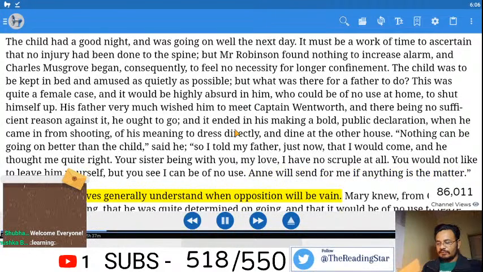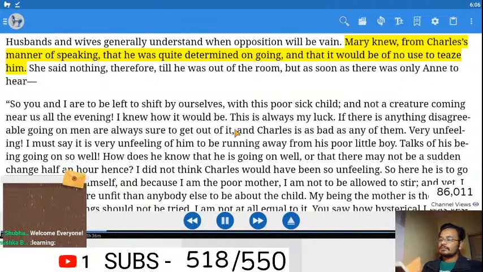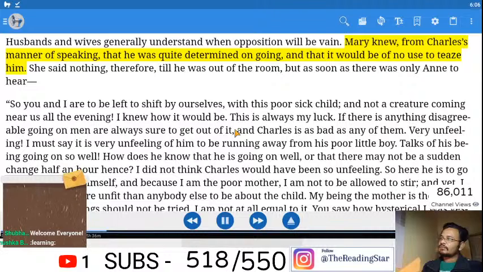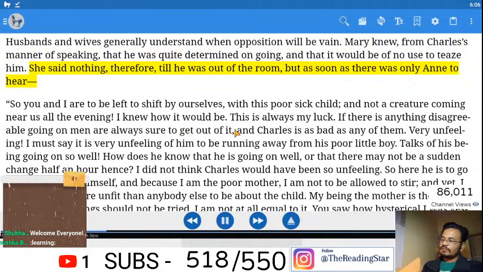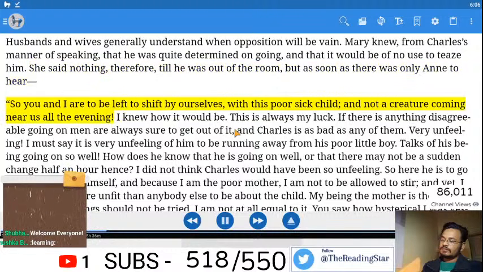"Anne will send for me if anything is the matter." Husbands and wives generally understand when opposition will be vain. Mary knew, from Charles's manner of speaking, that he was quite determined on going, and that it would be of no use to tease him. She said nothing, therefore, till he was out of the room, but as soon as there was only Anne to hear: "So you and I are to be left to shift by ourselves, with this poor sick child, and not a creature coming near us all the evening."